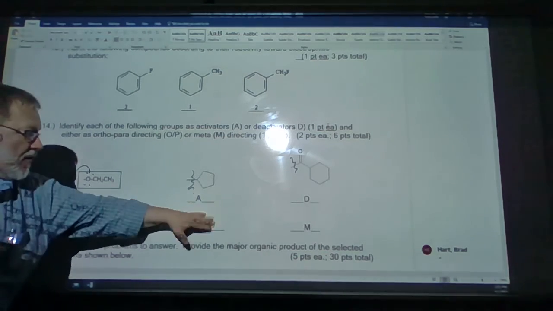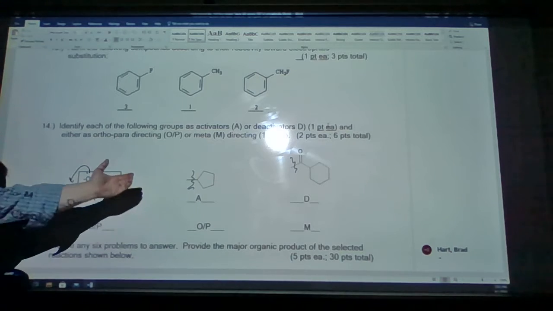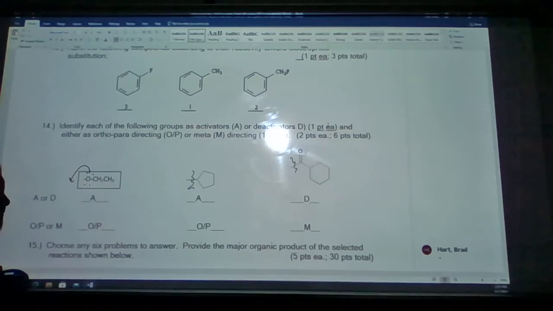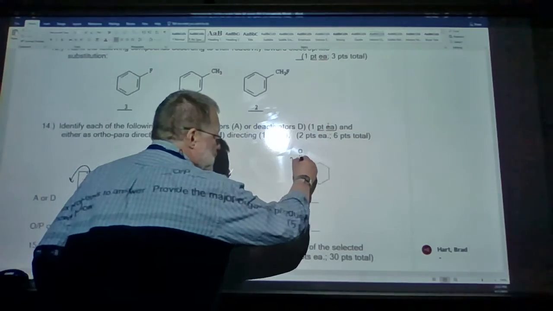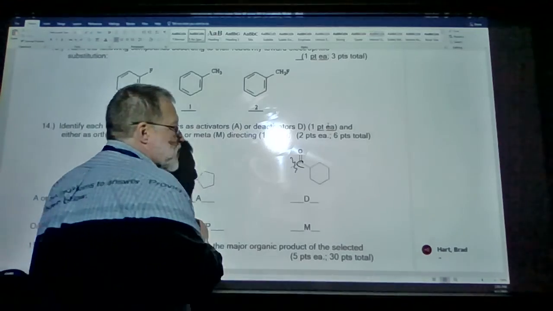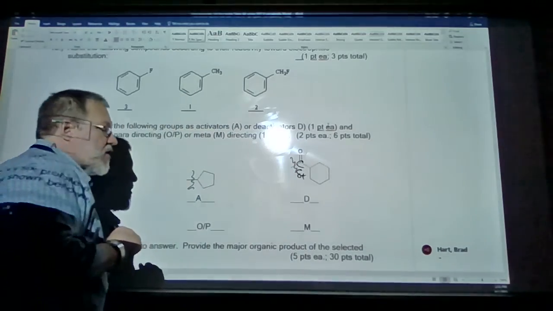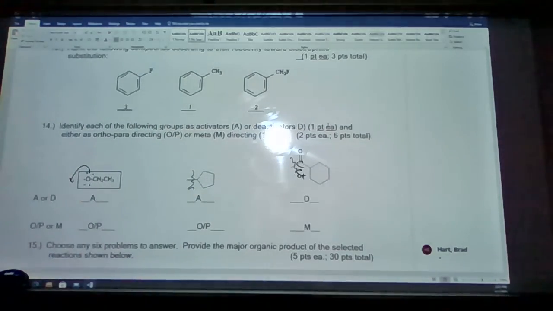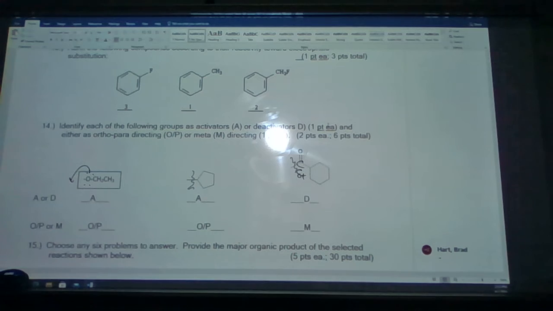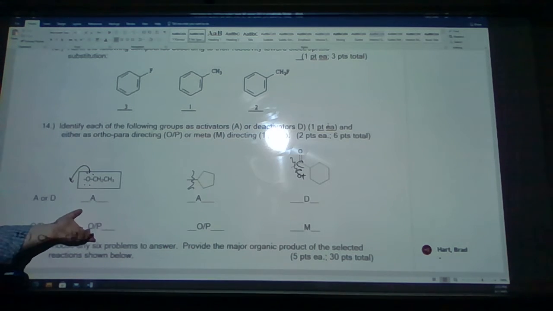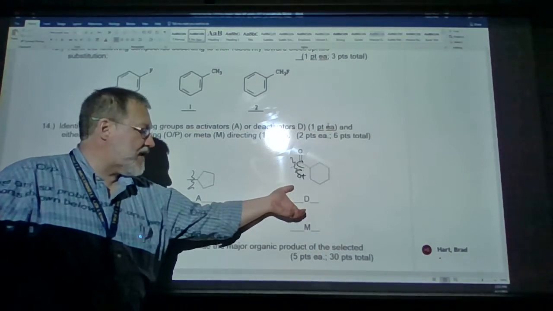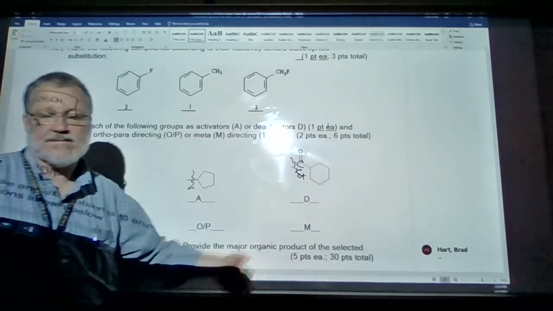Again, alkyl groups are electron donors. They donate electron density into the ring, therefore they are activators. The carbonyl group immediately attached to the aromatic ring is a ring deactivator, because that carbon is electron deficient, it pulls electron density out of the ring, making it less nucleophilic. Those things that are activators are ortho-para directors. So since this guy's an activator, it's ortho-para. This guy's an activator, it's ortho-para. This guy is a ring deactivator, it's meta.